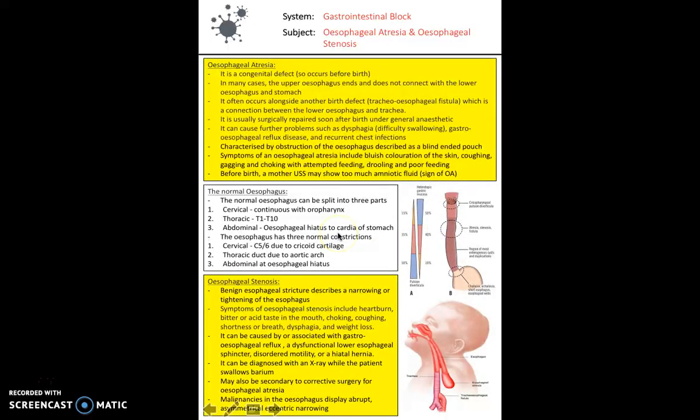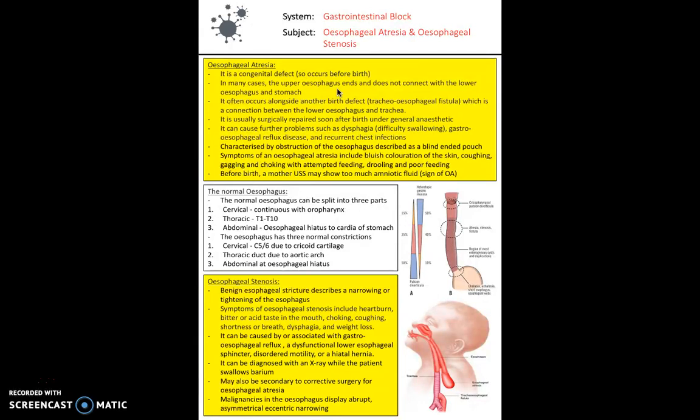Next we look at esophageal disorders, so esophageal atresia and esophageal stenosis. Esophageal atresia is a congenital defect, which means it occurs before birth. Usually the upper esophagus ends and does not connect with the lower esophagus. There are lots of ways that esophageal atresia can occur, and it's good to take a look at some of the diagrams that show the different types of esophageal atresia.